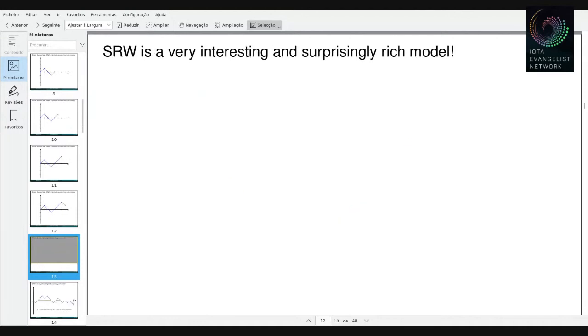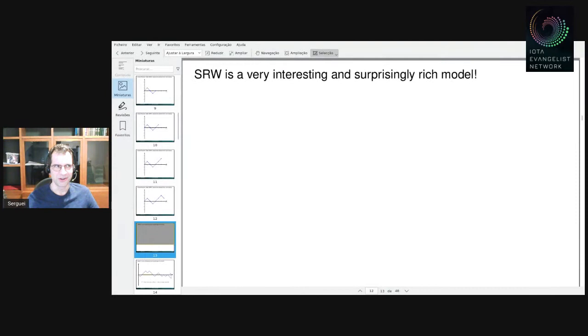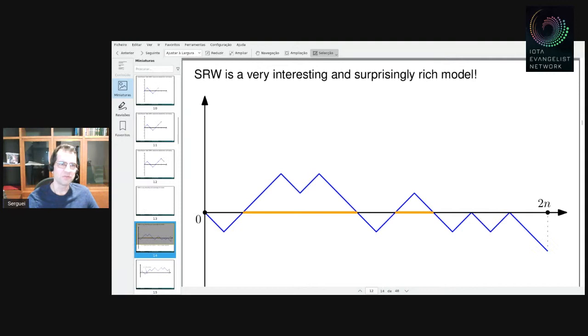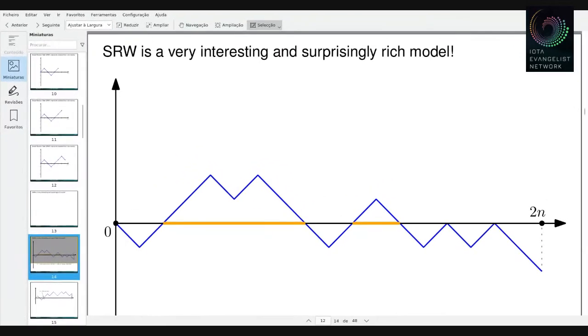However, this very simple model is very interesting and surprisingly rich. I will give you a couple of, let's say, strange or surprising facts about it. First of all, let's consider this trajectory of simple random walk, of these accumulated outcomes from coin tossing up to time 2n.